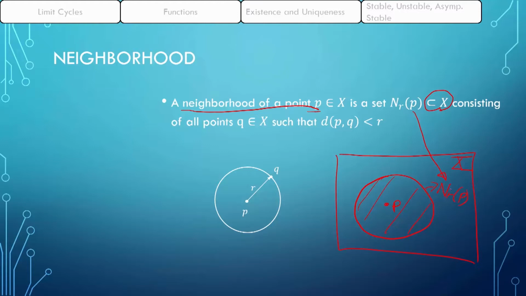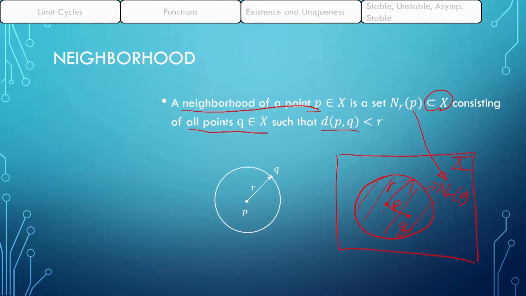So this neighborhood set of points consists of every point Q that satisfies the distance between P and Q is smaller than R. That means any Q point here, whose distance is smaller than R, will be in the neighborhood set. And we say if the distance is R, then every point in this disk is a neighbor of P. Okay.